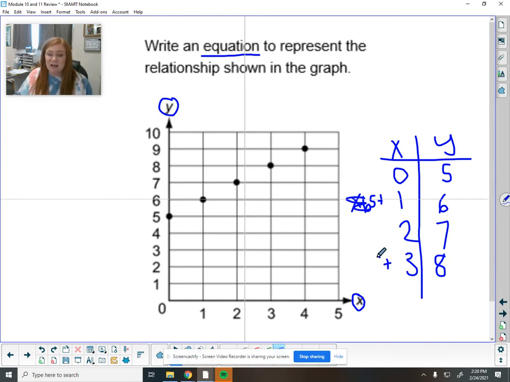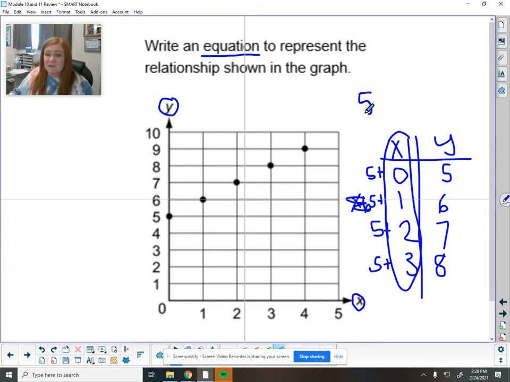So every time we were taking 5 and adding it on to this number here, which is represented by x. So 5 plus our variable x equals y. So we can plug any number into x, add on 5, and that will tell us y, and it will keep going in that straight pattern there.